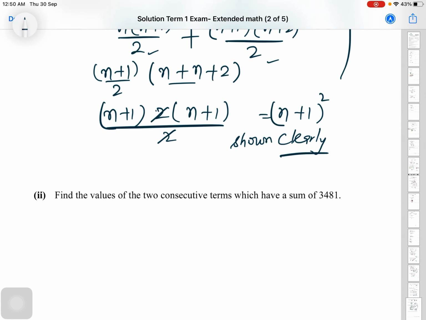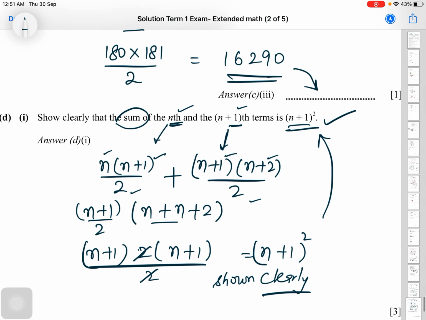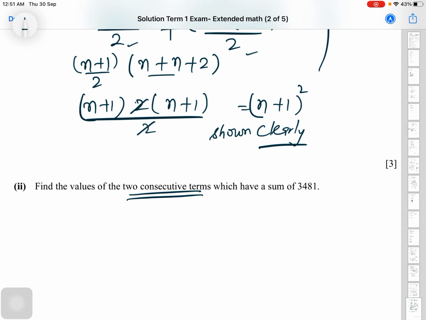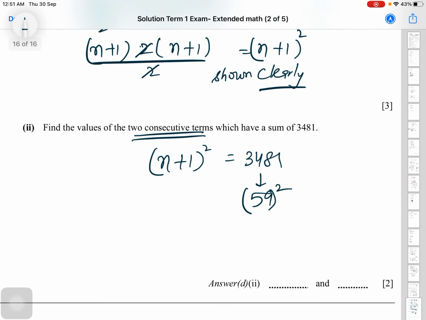And now the last question. Find the values of 2 consecutive terms which have the sum of this. 3481. We know that if there are 2 consecutive terms, normally the terms are n and n plus 1 only. Their sum comes out to be n plus 1 whole square. So they are saying that their sum, that's n plus 1 whole square, is equal to 3481. If you use calculator, you will realize that this is the square of 59. So n plus 1 is equal to 59. If n plus 1 is 59, what will be n? N will be 58. Yeah.